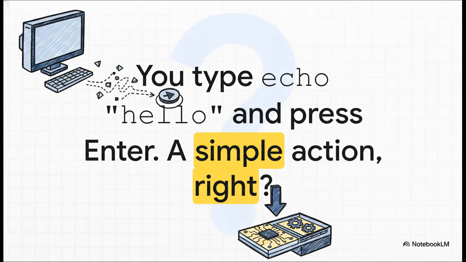So you're at your command prompt. You type something like echo hello. You hit that enter key and poof, hello appears. Seems instant, seems simple, but what really just happened in that tiny fraction of a second?